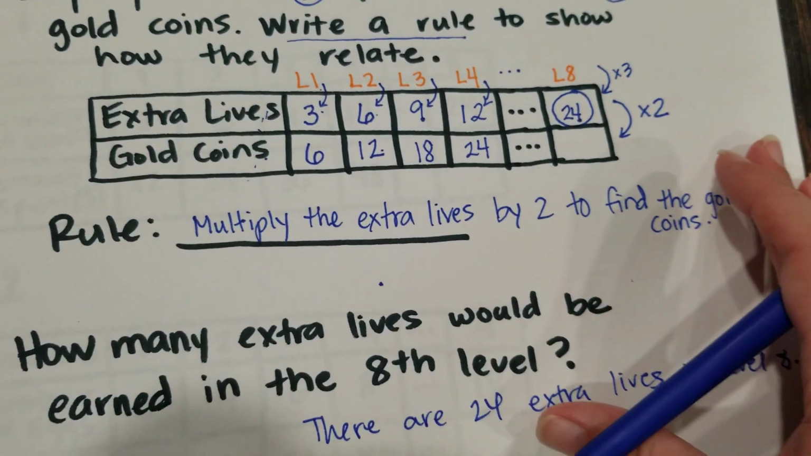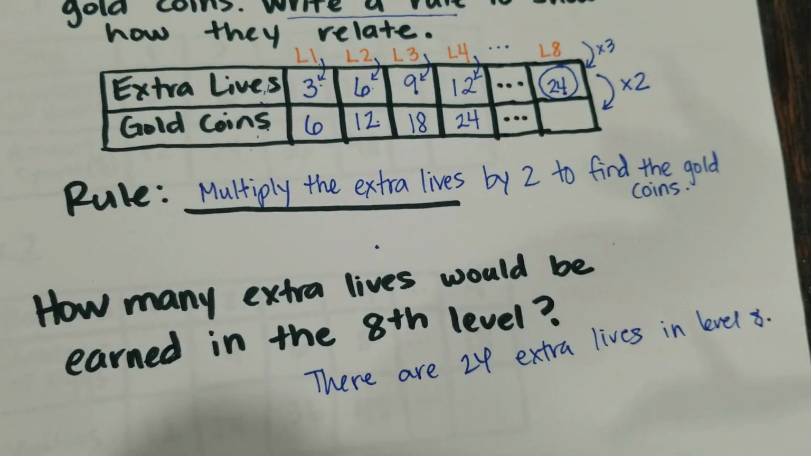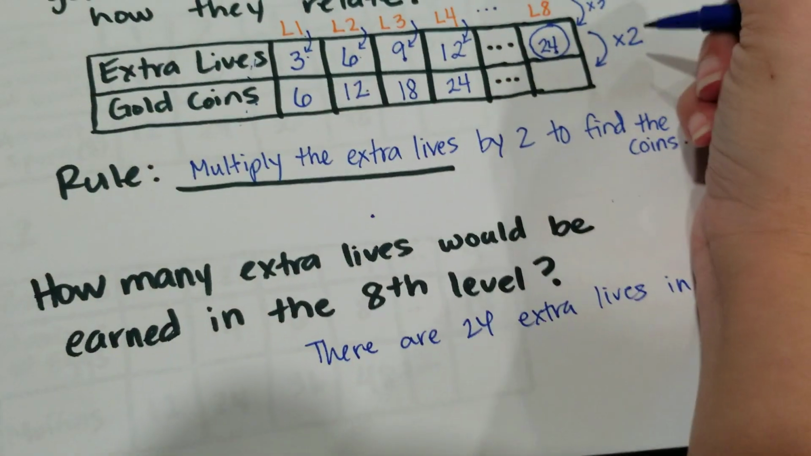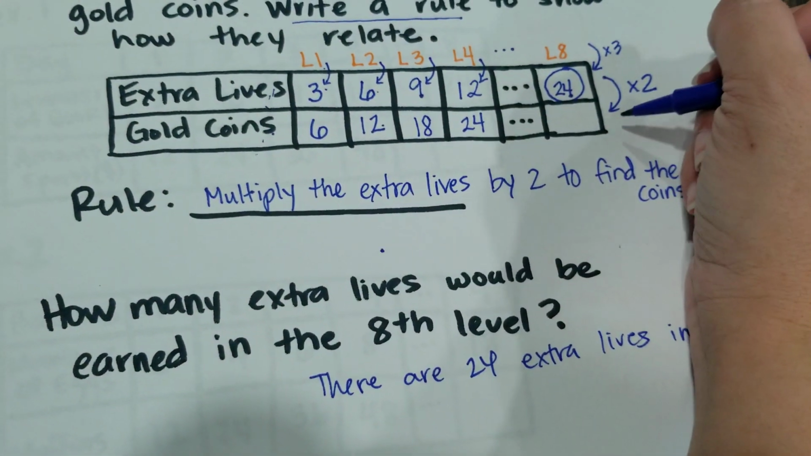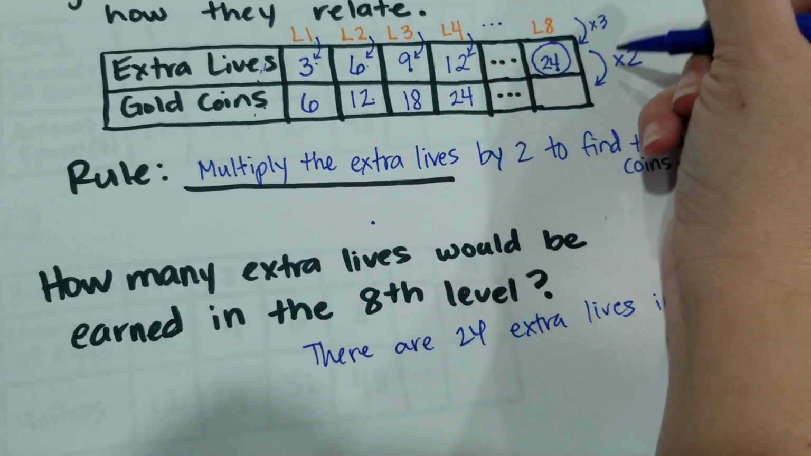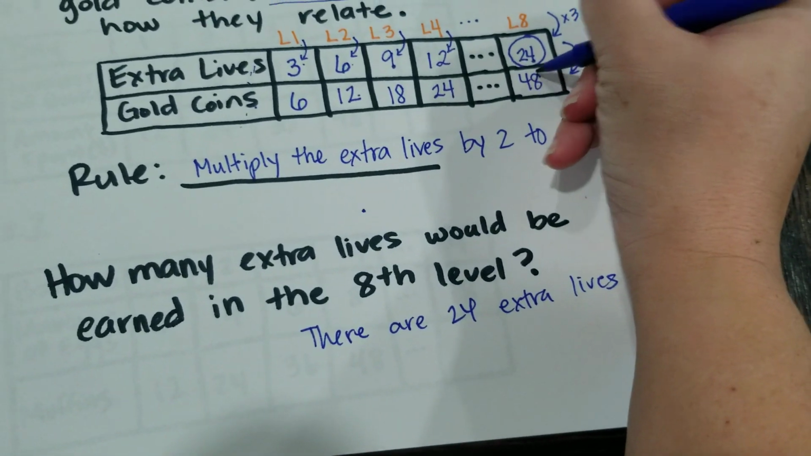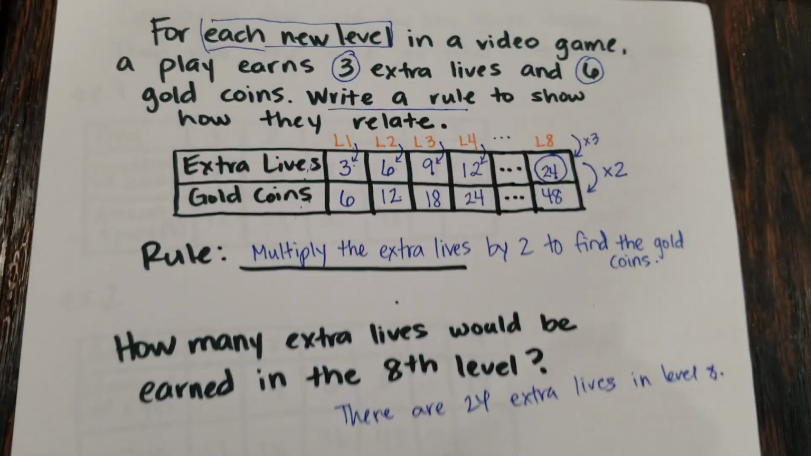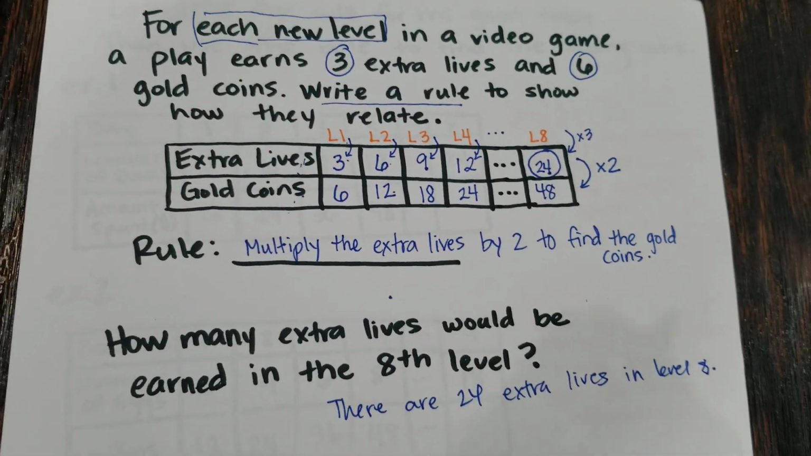All right, so there's my answer to the question. I want to finish this off just for completion. To find the gold coins in level 8, even though it's not part of my question, 24 times 2 is 48. And now my table's complete. And example 2 is done.